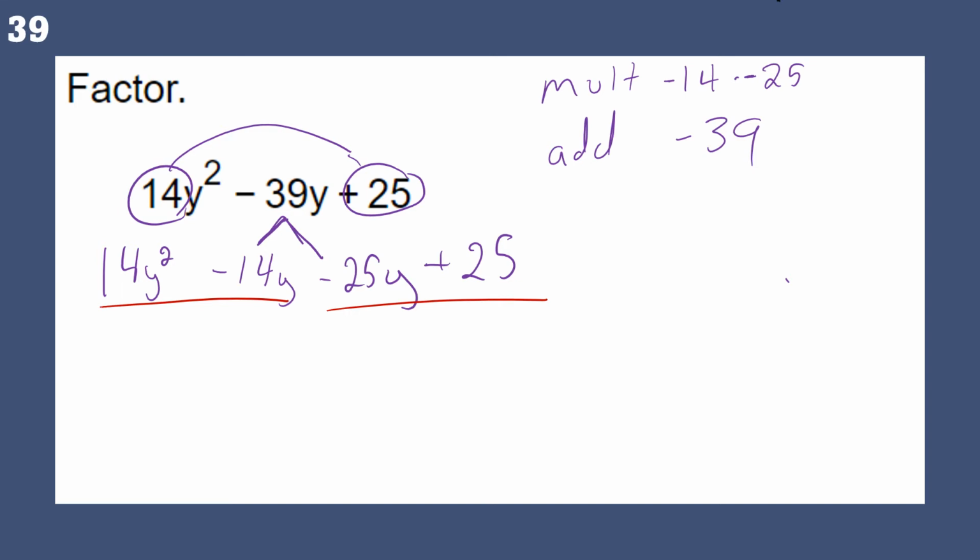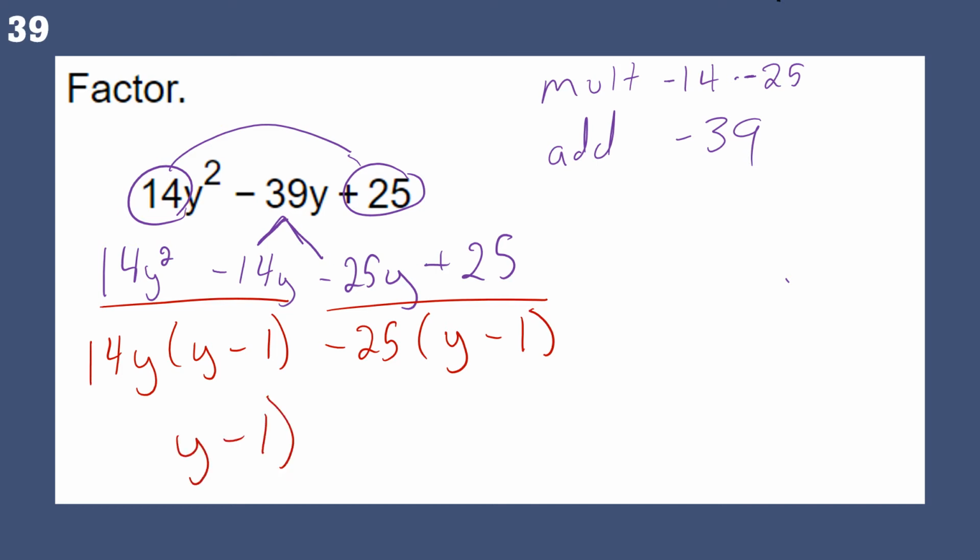You'll notice that factoring by grouping looks pretty straightforward here. Take out 14y, and that leaves me y minus 1. Then I take out a negative 25, and I get y minus 1 again. And so my two factors would be y minus 1 and 14y minus 25.